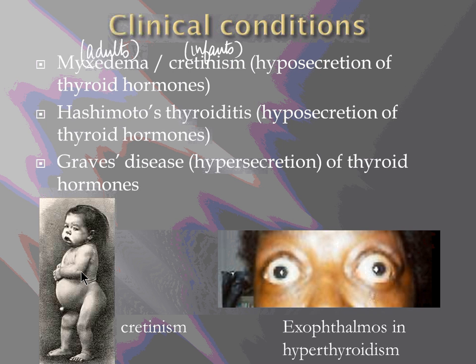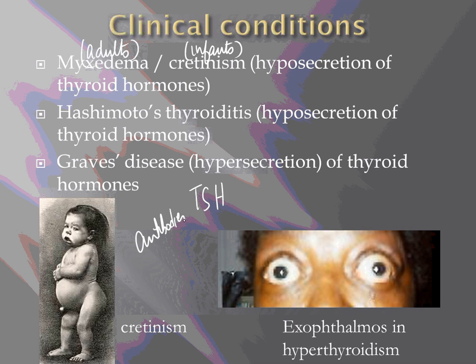And then hypersecretion of the thyroid hormones could be either normal, maybe there's a little tumor in the gland and that tumor is causing increased production of T3 and T4. Or Graves' disease, which is an autoimmune disease where antibodies are produced and these antibodies resemble TSH. So these antibodies are resembling TSH in Graves' disease.